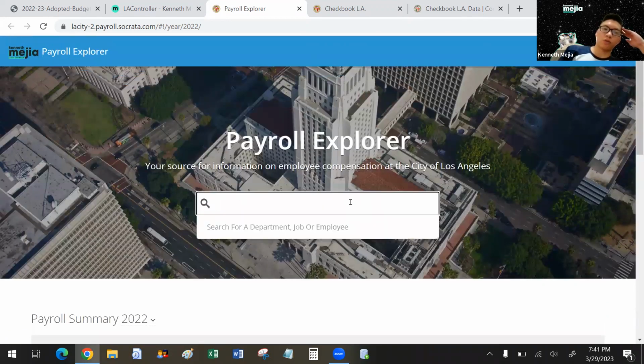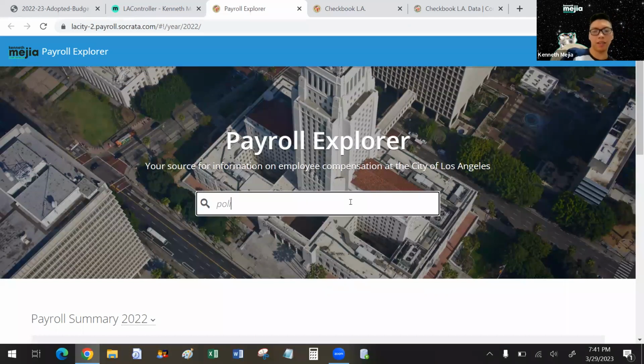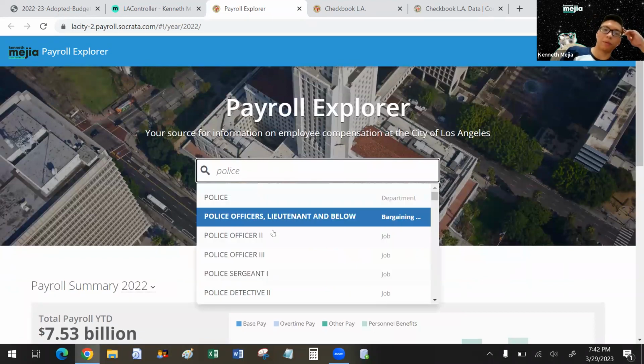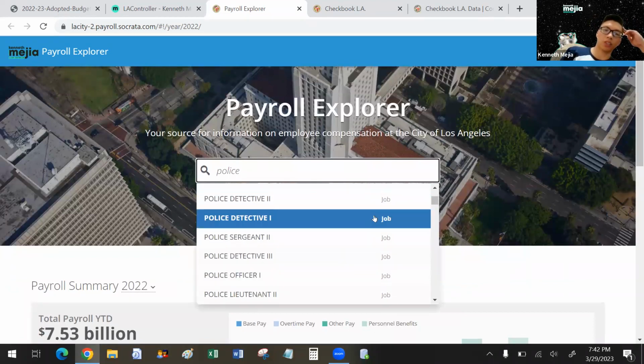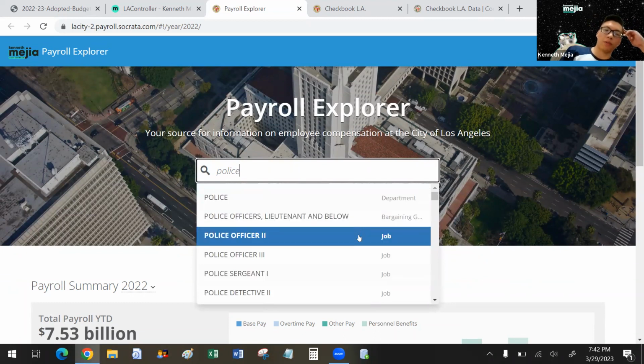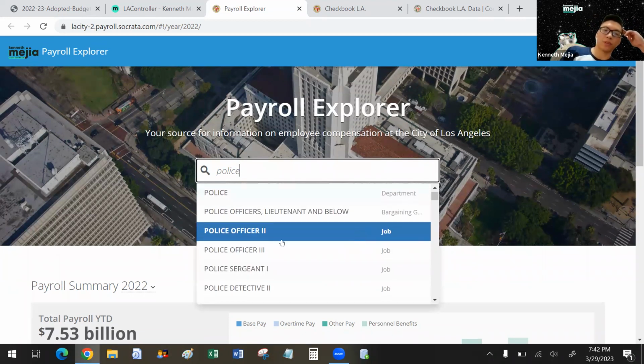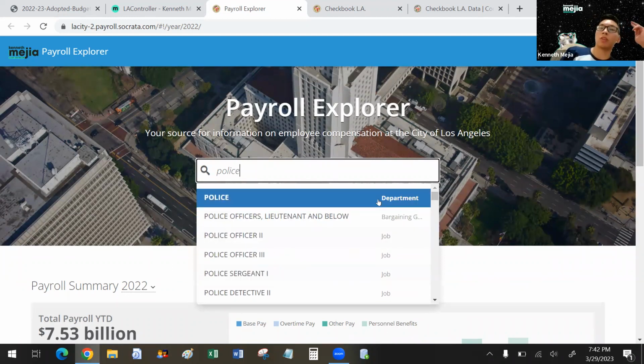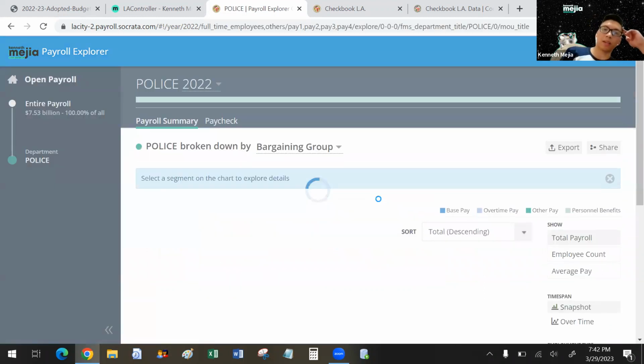If you wanted to search for more details, say you wanted to know more about the police, about the department with the most employees, you could go here and type in police. The search function can show you information on how much it costs for a level like police officer 2, police officer 3, sergeant, or if you want to know just in general about the department, how much money we spent on them.